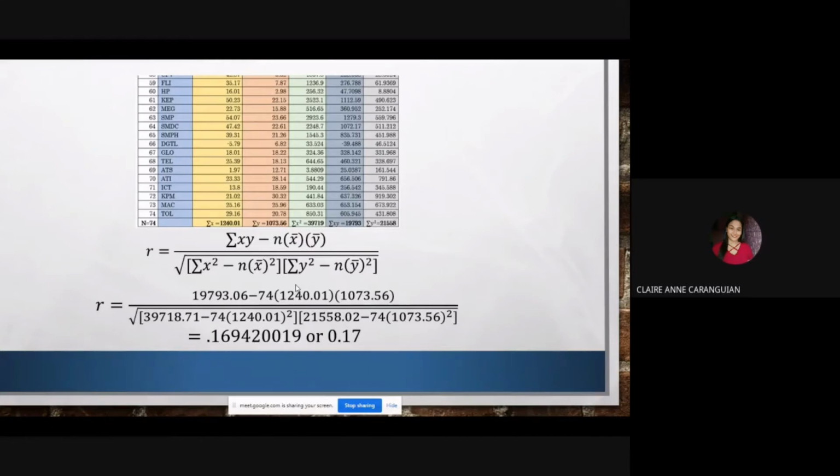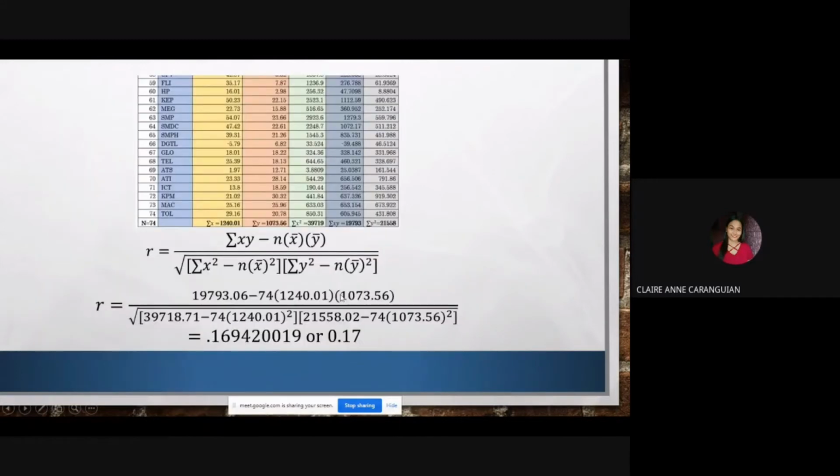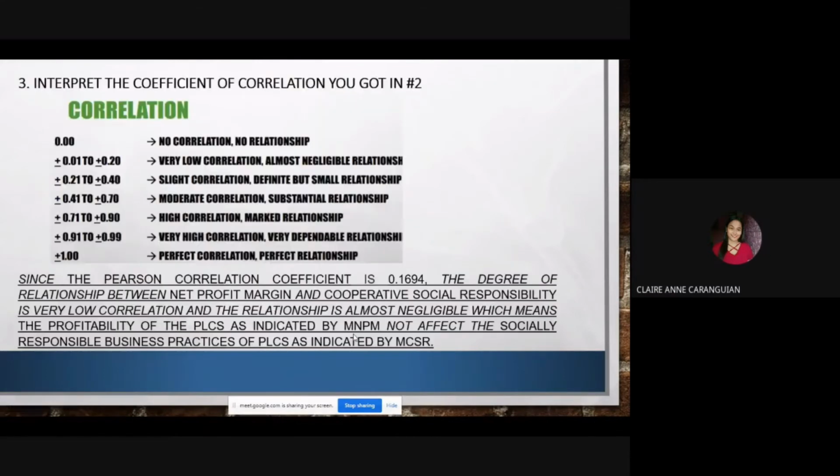Next, interpret the coefficient of correlation you got in number 2. So, the number 3 requirement is to interpret the coefficient of correlation you got in number 2. Our answer in number 2 is 0.1694, or let's say 0.16 or 0.17. So, this is what correlation means.